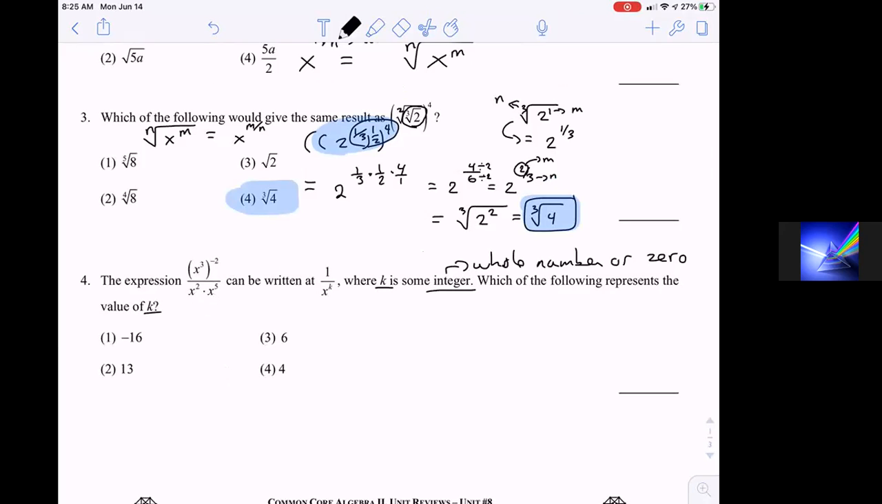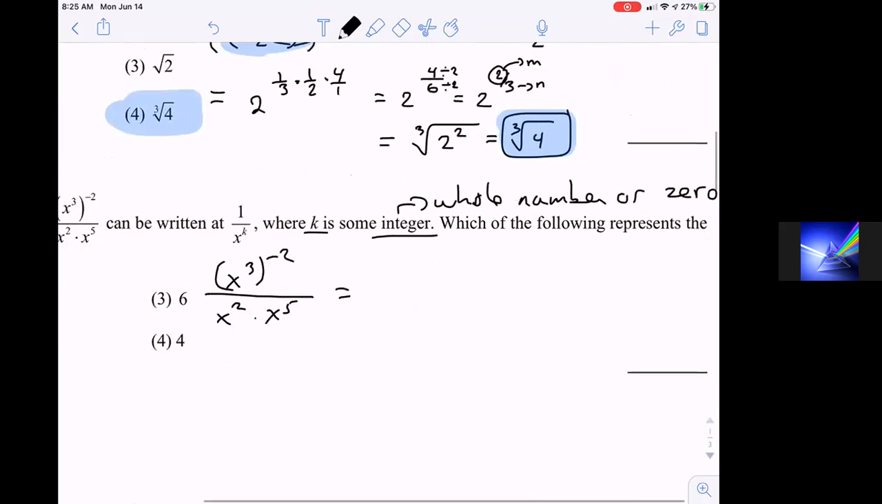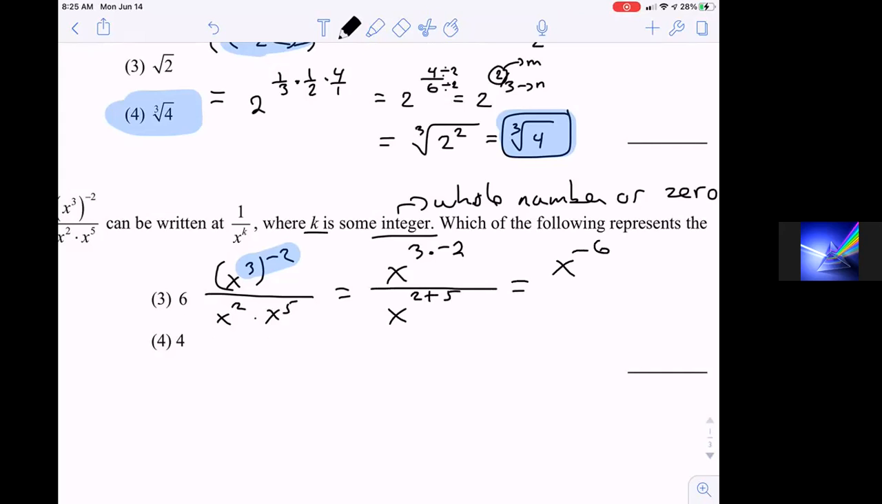So let's break this down. Okay, I'm going to start by rewriting this: x to the third to the negative second power over x squared times x to the fifth. Okay, and we're going to apply our rules for exponents differently. On the top, I see a power to a power, so I'm going to multiply those. So this is x to the 3 times negative 2. On the bottom, I see I'm multiplying same base, so I'm going to add those exponents, x to the 2 plus 5. Well, this becomes x to the negative 6 on top over x to the 7 on bottom.